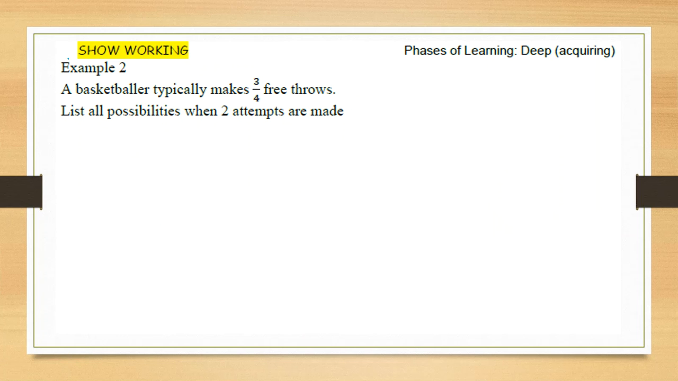Example 2 is a basketball player that typically makes 3 out of 4 throws. List all of the possibilities when 2 attempts are made. So if he makes the first one and then makes the second one, what are the other options that can happen?